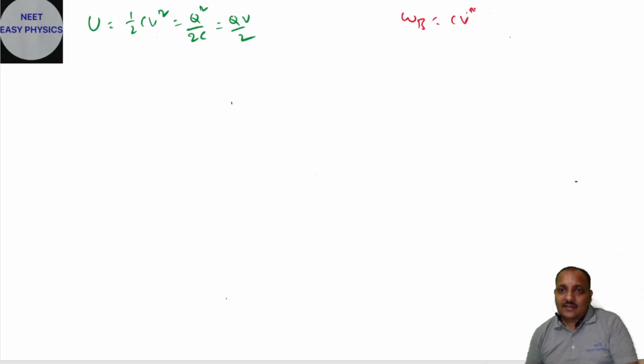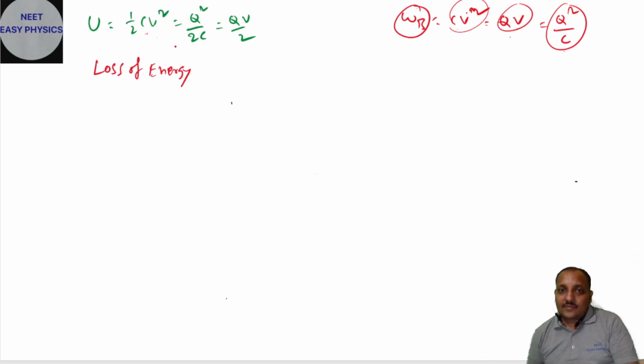Now what is the work done by the battery? We got CV square, another one is QV, or if you want to write, Q square by C. So half of this is the energy stored. The remaining is the loss. Now what is the loss of energy? Loss of energy is going to be CV square minus half CV square. That is going to be half CV square. So energy stored and loss of energy both are going to be the same.